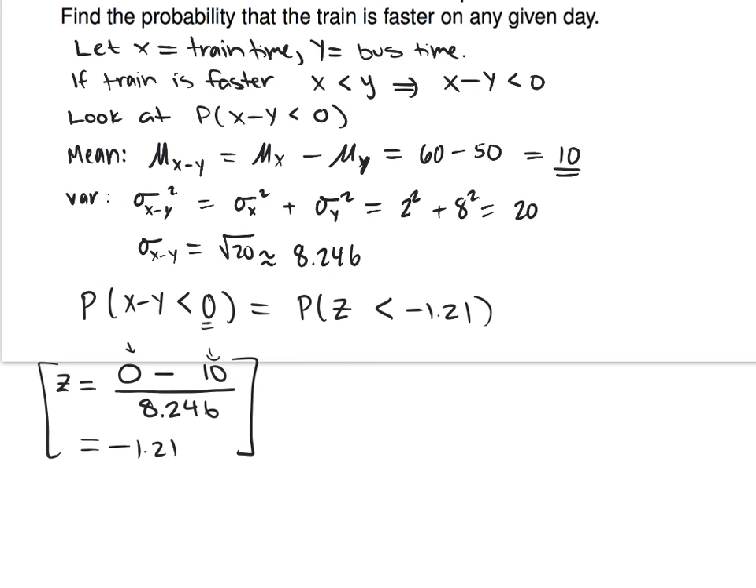Now from your table, you see that this is 0.1131. So even though the bus is less predictable, the probability that the train is faster is actually quite low, only about 11% of the time. So it's better to take the bus, even though it might be frustrating to sit in traffic jams.